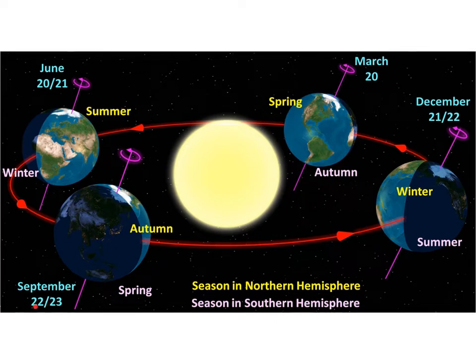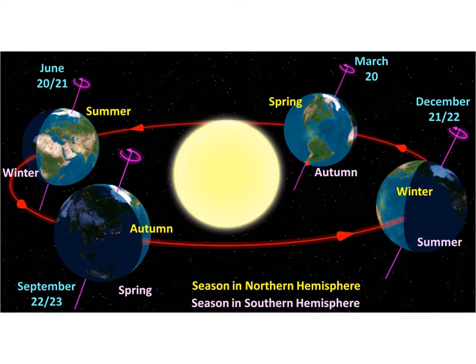It is on September the 22nd or the 23rd. On the northern hemisphere it is winter, and the southern hemisphere is summer. This happens on December the 21st and the 22nd. On March the 20th or the 21st, we have spring on the north hemisphere and autumn on the southern hemisphere.